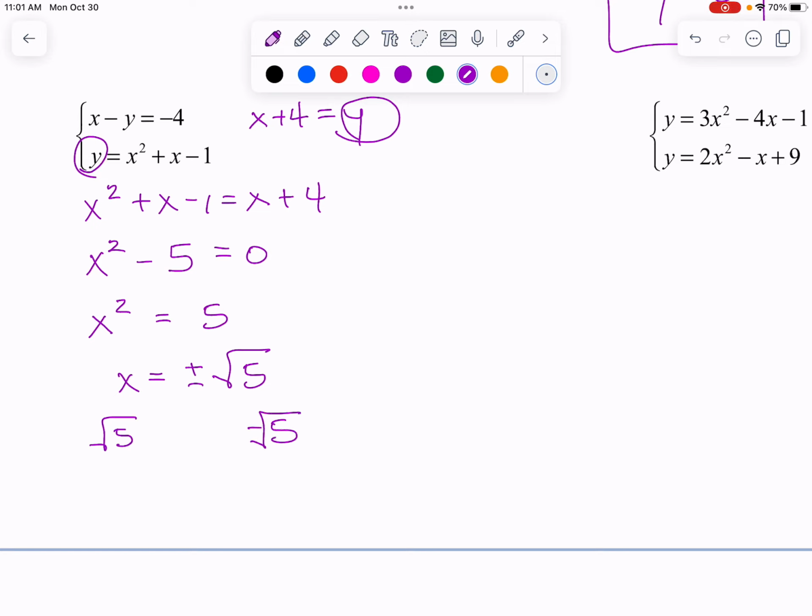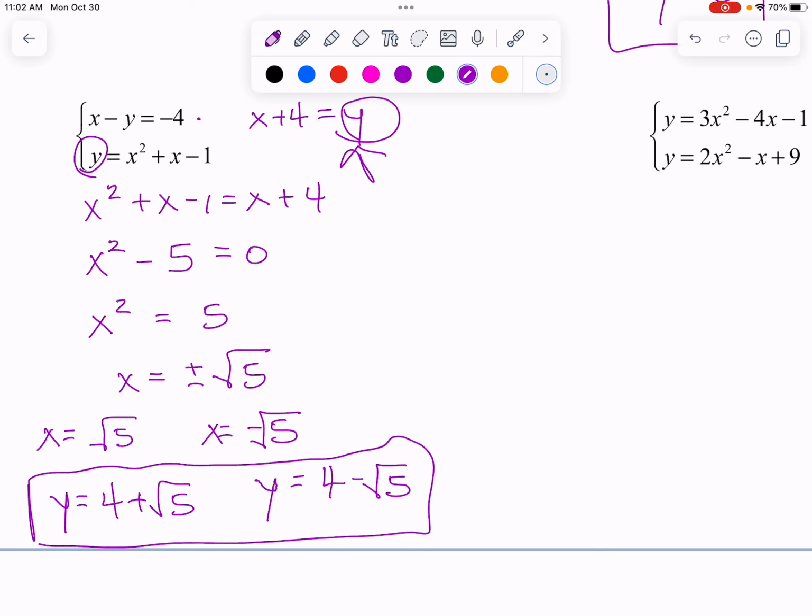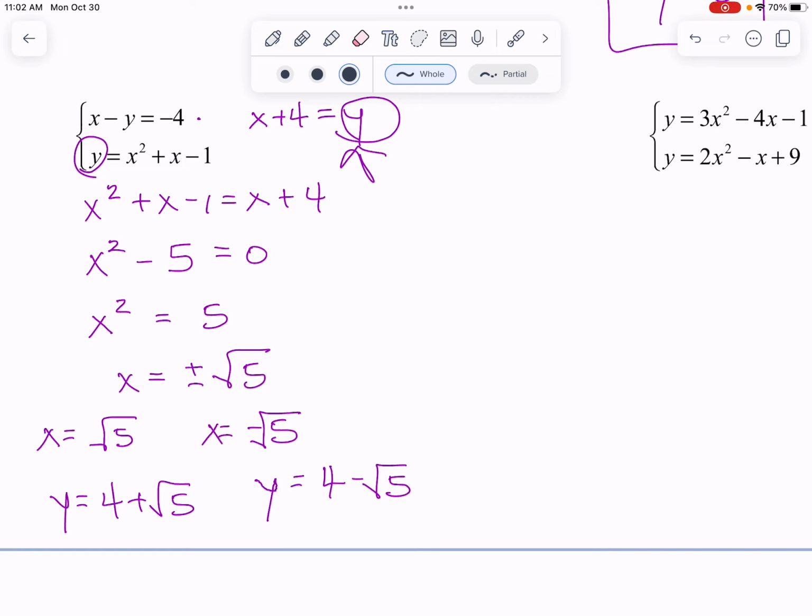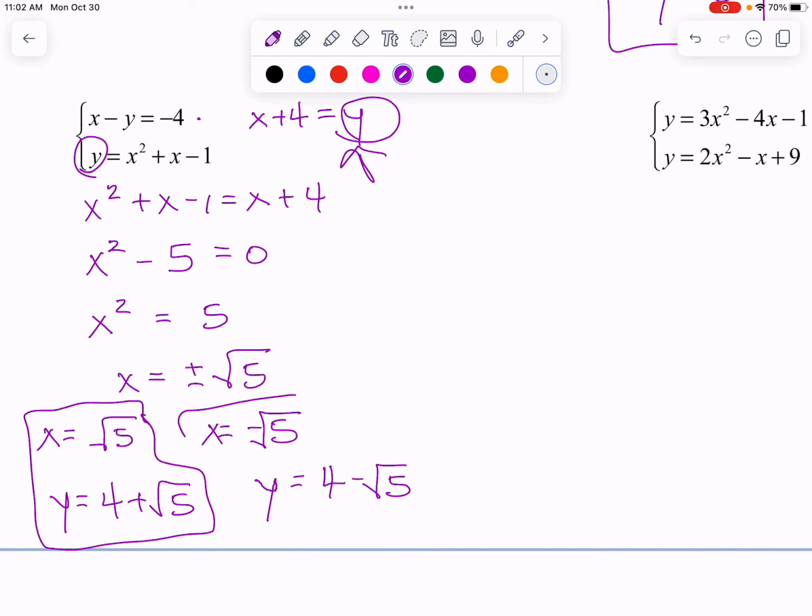I'm going to plug it back in to this equation. So when x is root 5, my y value is 4 plus root 5. And when x is negative root 5, my y value is going to be 4 minus root 5. And those are my 2 points of intersection. Oops, not that way though. It's going to go this way, up and down. x and y. x and y.